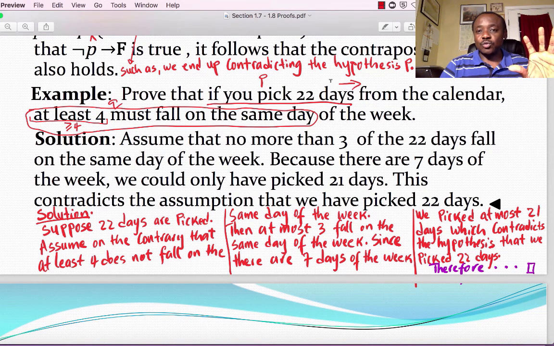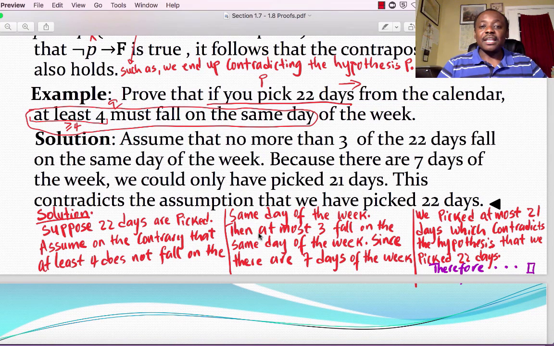You pick 22 days. You want to prove that at least 4, which is greater than or equal to 4, that's what at least means, would fall on the same day of the week. So suppose P is you picked 22 days. Now assume on the contrary that at least 4 does not fall on the same day of the week.